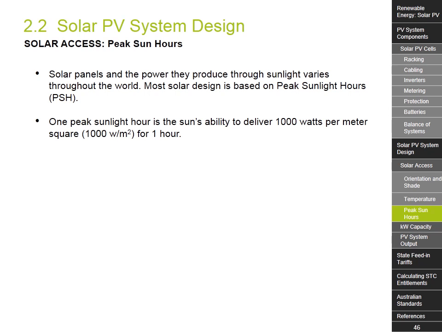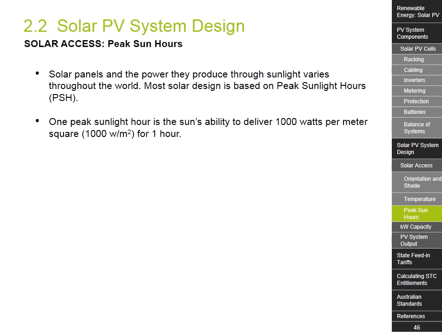For example, if an area receives 6 peak sun hours, it means that the energy received during total daylight hours at that location equals the energy that would have been received had the irradiance for 6 hours been a constant 1000 watts per meter squared.